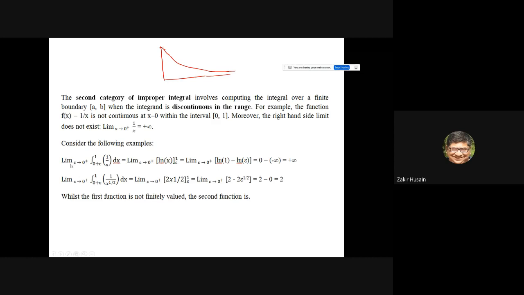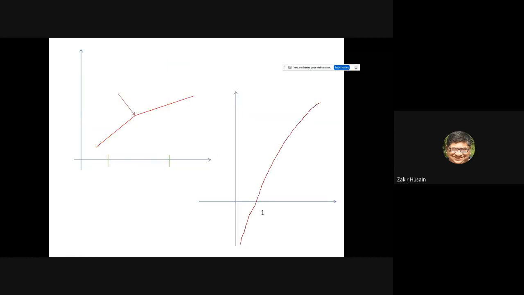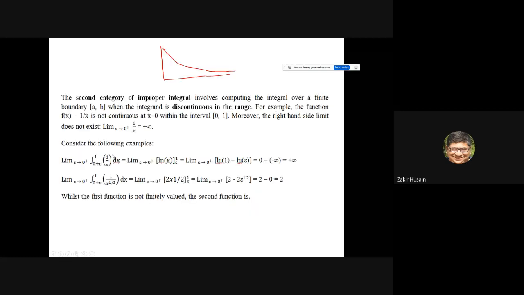So we consider two examples. Limit epsilon tends to 0 plus. Okay, you can drop this. This point is not very relevant. Okay, so these are the functions.